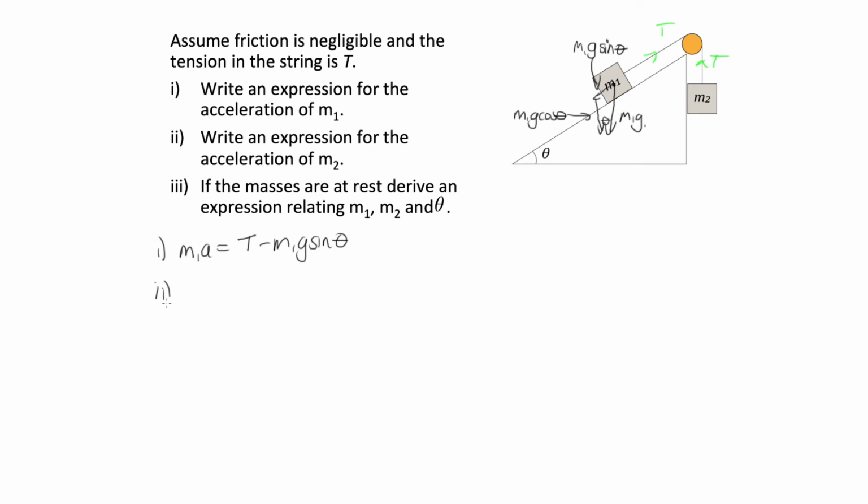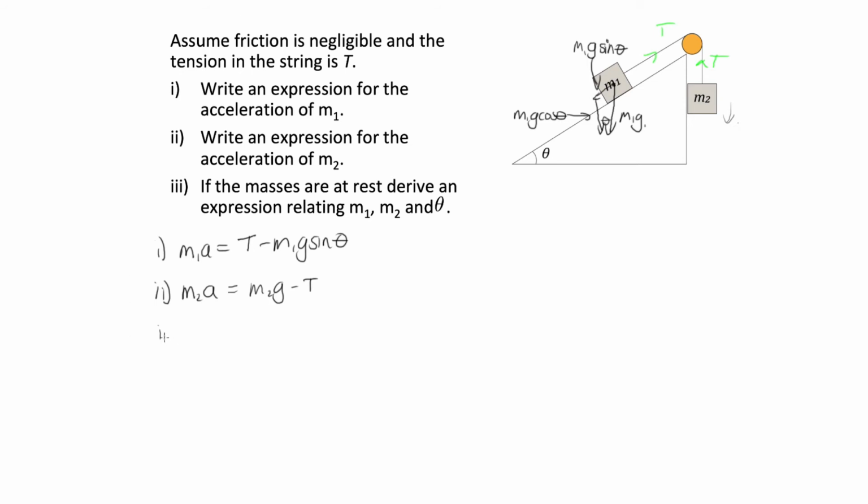Now in part 2, we're asked to write an expression for the acceleration of m2. So here we've got m2a, which is the acceleration of mass 2, which we'll assume is moving down, and that is equal to m2g minus the tension.